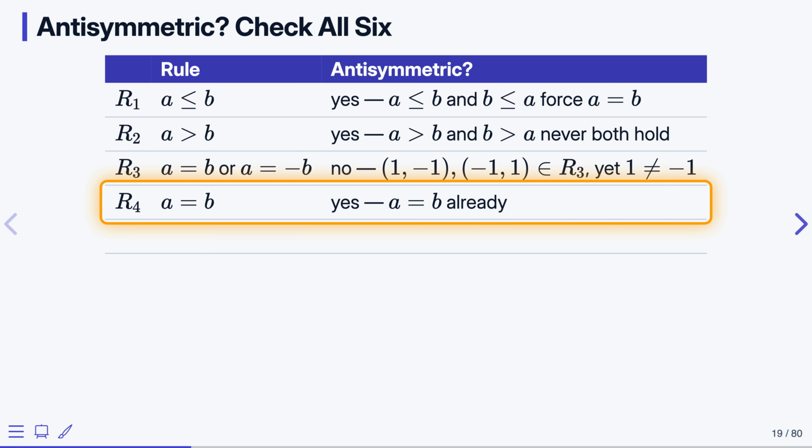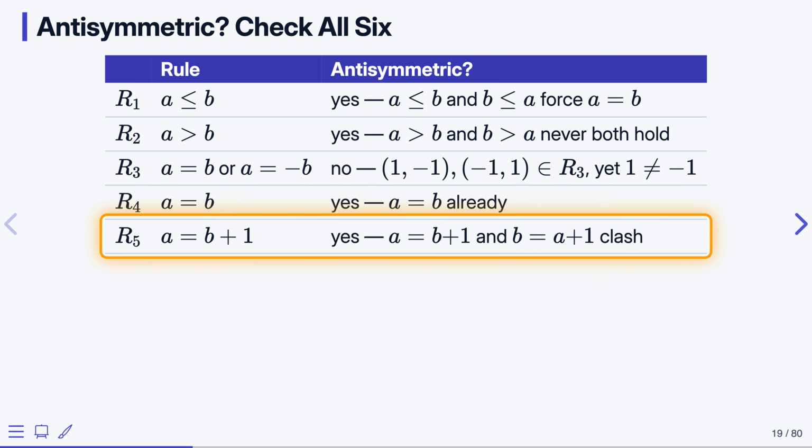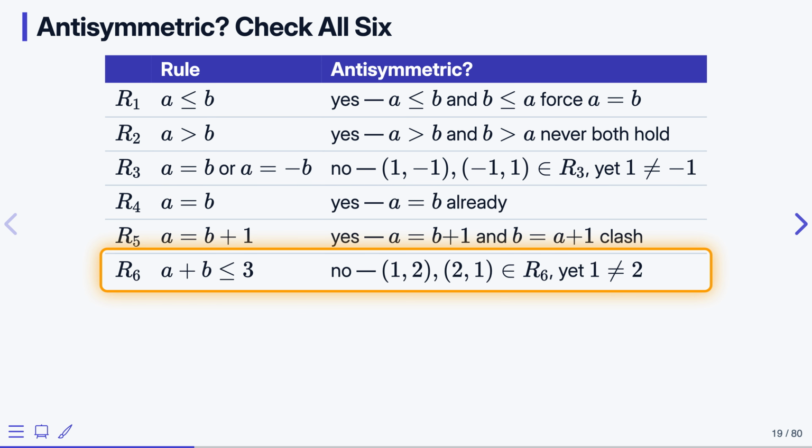R4. If A equals B and B equals A, then of course A equals B, so R4 is antisymmetric. R5. Suppose A equals B plus 1 and B equals A plus 1. Put them together and you get A equals A plus 2, which is impossible. So the rule is never broken, and R5 is antisymmetric. R6, another counterexample. The pair 1, 2 is in R6 since 1 plus 2 is 3. The pair 2, 1 is also in R6, but 1 is not equal to 2, so R6 is not antisymmetric.